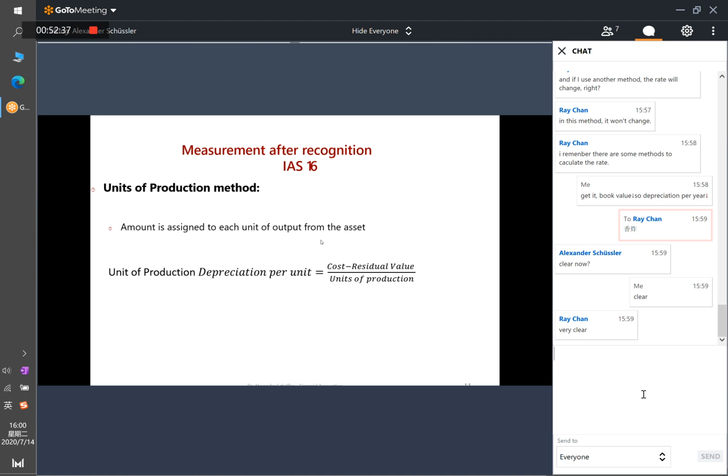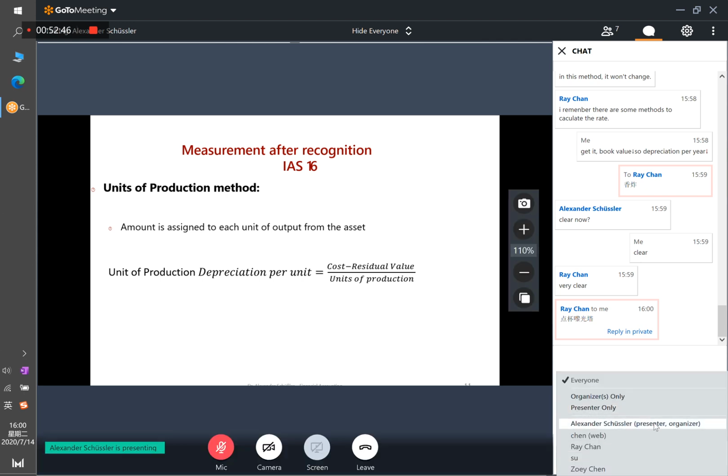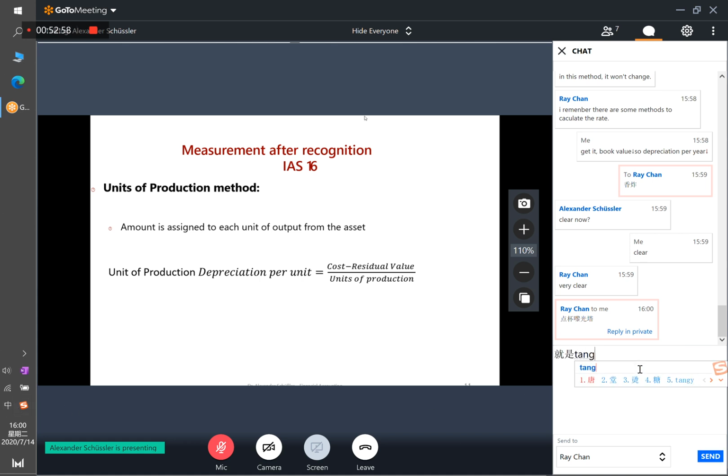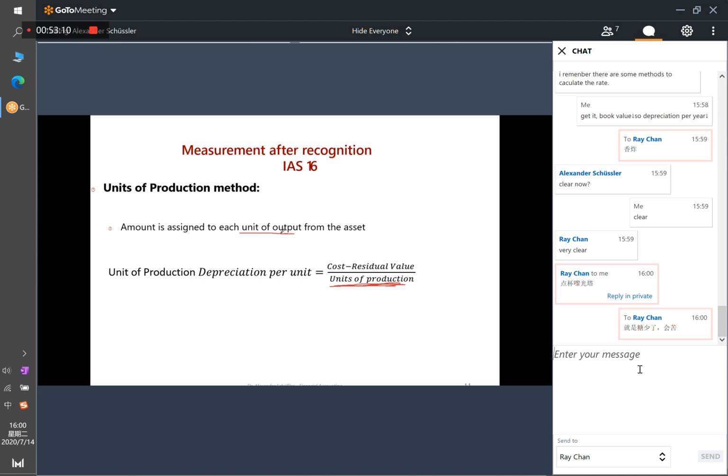And this is the units of production method, and the units of production method is different, because it's not useful life or number of years, but here it's units of production or units of output that determine how much is depreciated. So it's not the time that determines how much you have to depreciate, but how much you use the asset. That's why it's called the units of production method. How much you use it, or how much is your output.